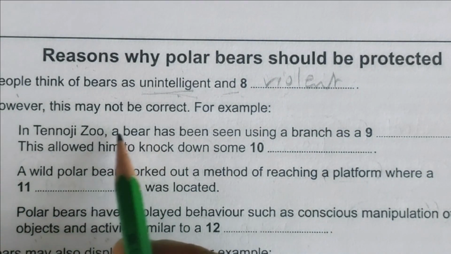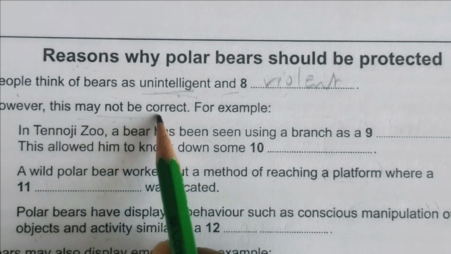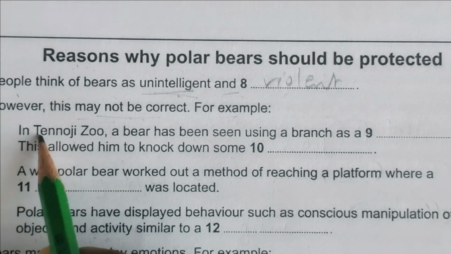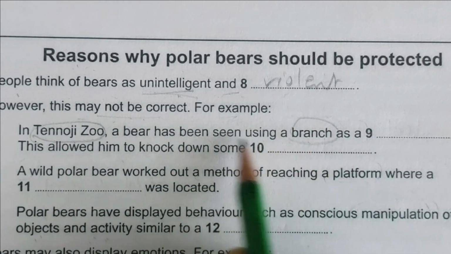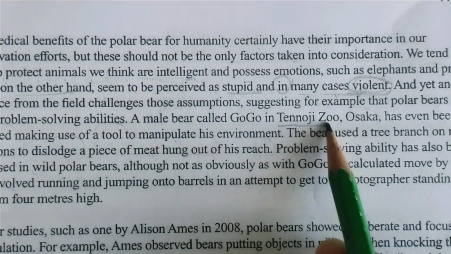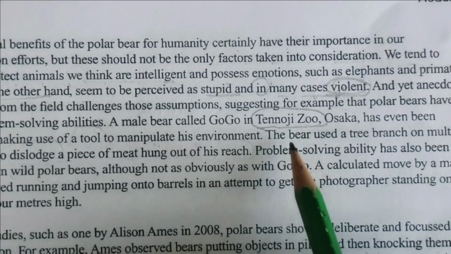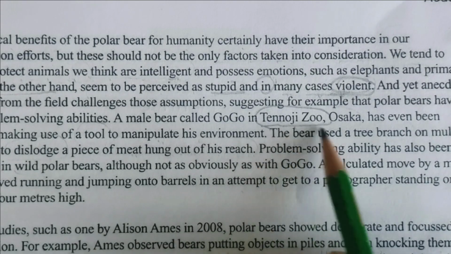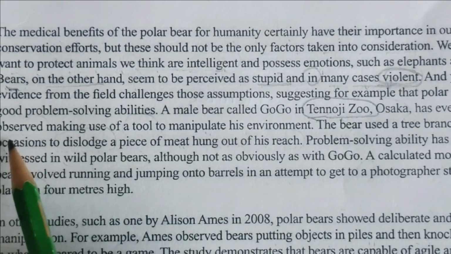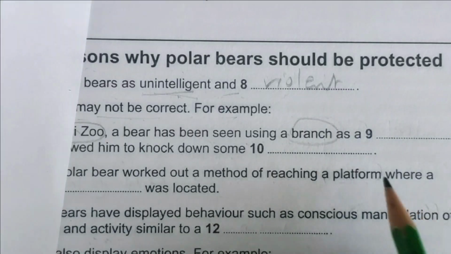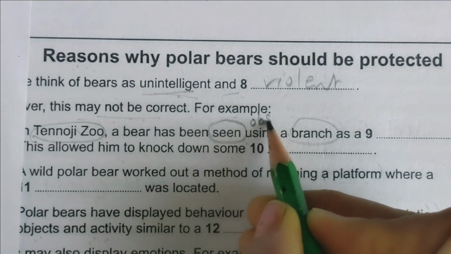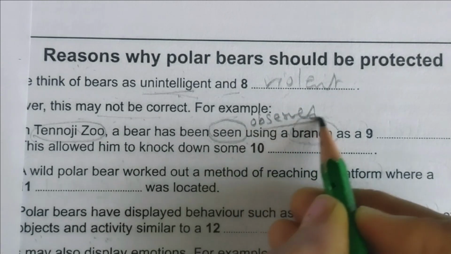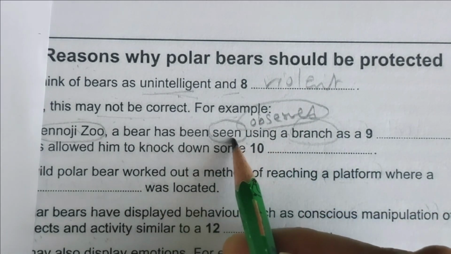Okay, so second may not be correct. For example, in Tanoji, okay, this is my keyword. A bear has been using a branch. So these two keywords I would be finding. So yes, it is really easy to find. This word has been observed. Okay, observed here means seen. Whenever it is given in reading, it means seen or observed.